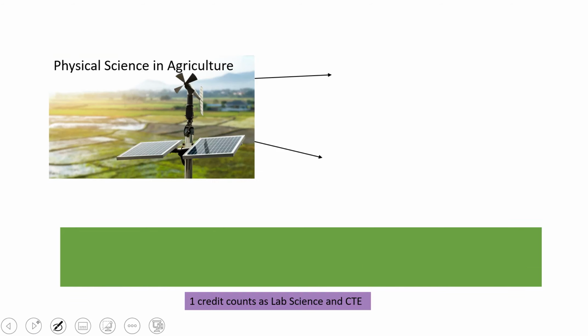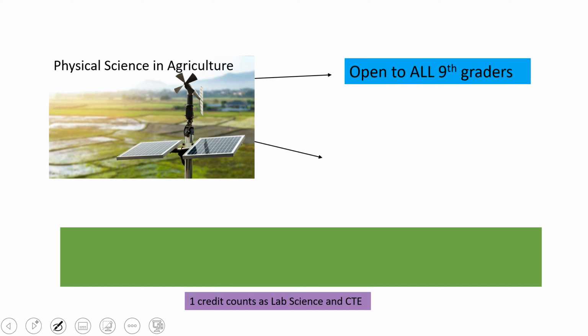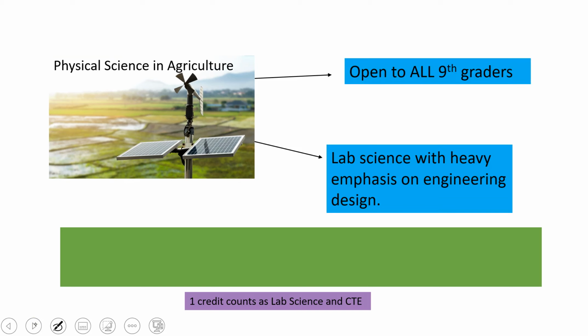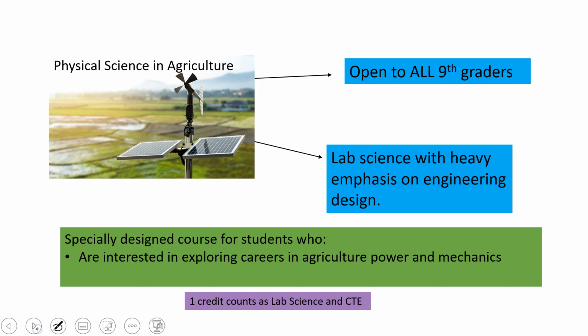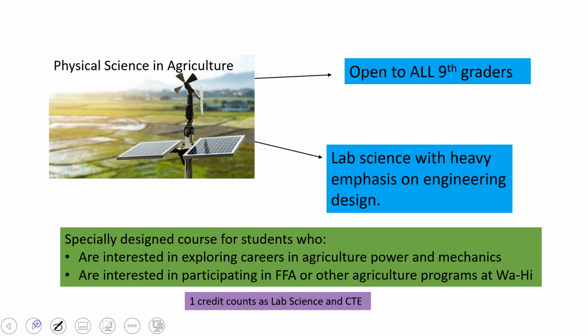Now, physical science in agriculture is similar in that it is also open to all 9th graders, and also a lab science with a heavy emphasis on engineering design. This is a specially designed course for students who are interested in exploring careers in agriculture, or students who are interested in participating in FFA or other agriculture programs at Walla High. It's also a 1-credit lab science course that doubles as a credit for CTE.